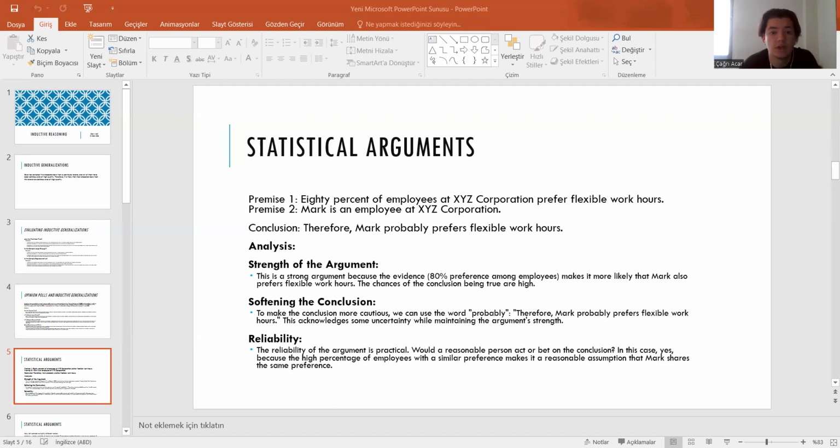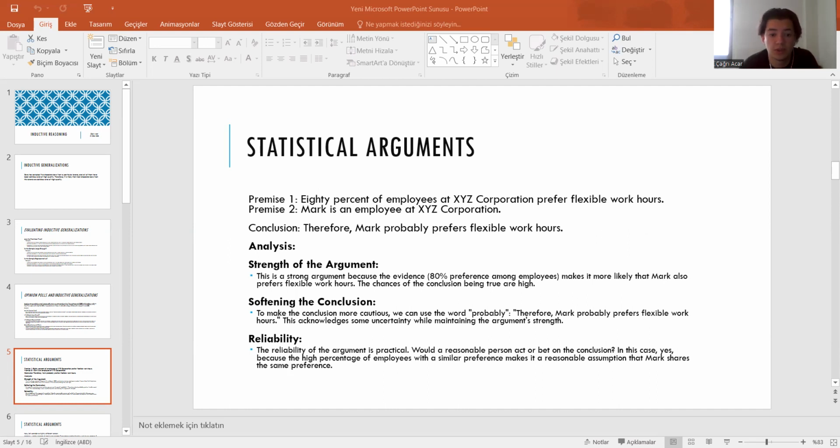The third one is softening conclusions. Softening conclusions with words like probably can increase the reliability of statistical arguments. Examples demonstrate how using such qualifiers makes arguments more cautious and less absolute. The fourth one is the reliability of statistical arguments. The reliability of statistical arguments is not solely determined by the percentage involved, but it is a practical consideration. Practical reliability is assessed by asking if a reasonable person will act or bet on the conclusion.